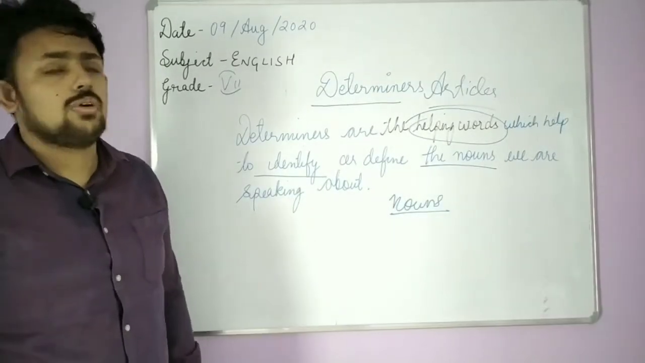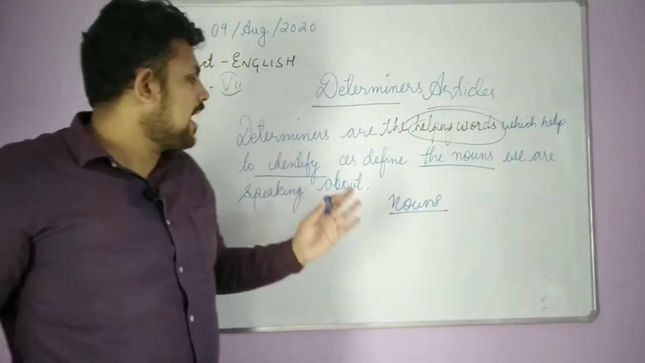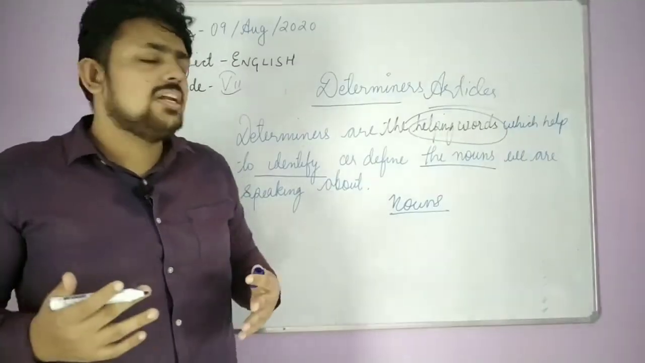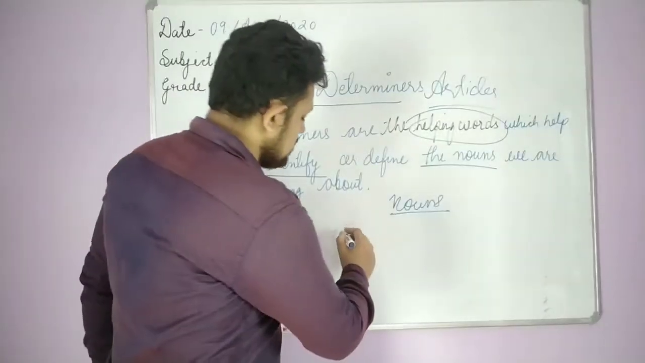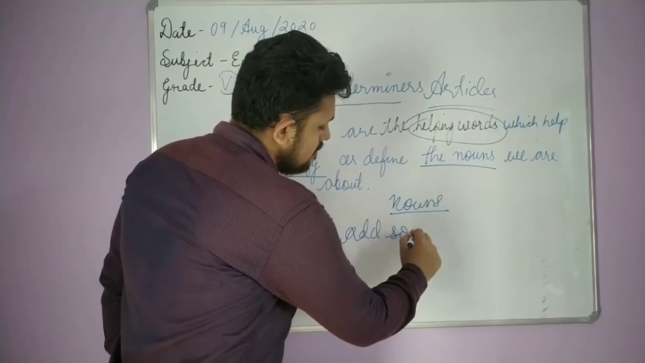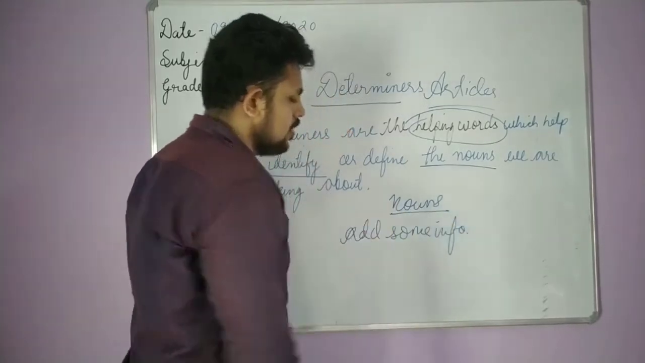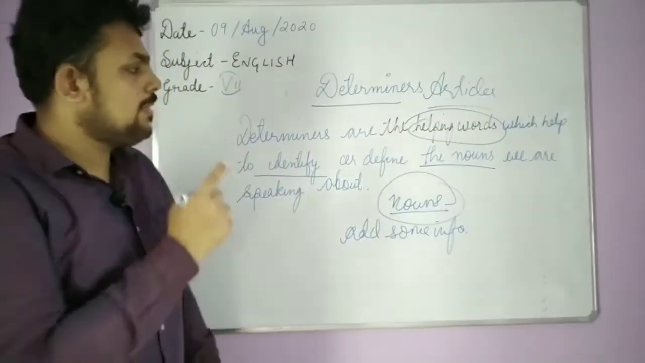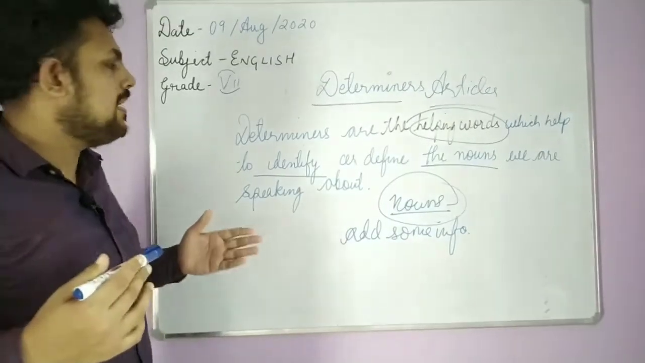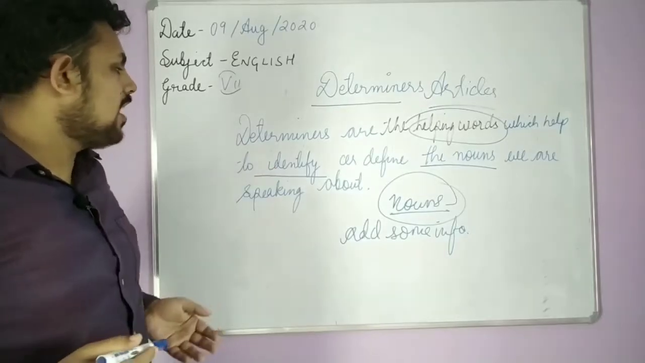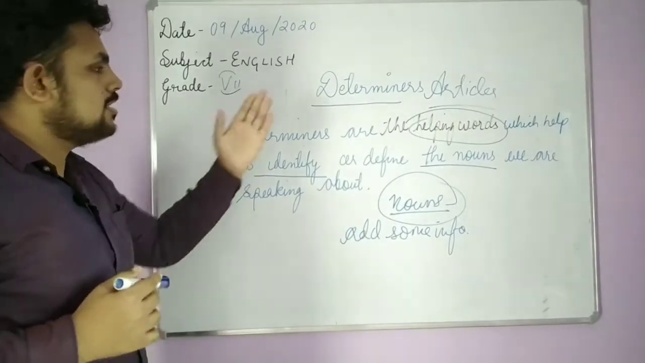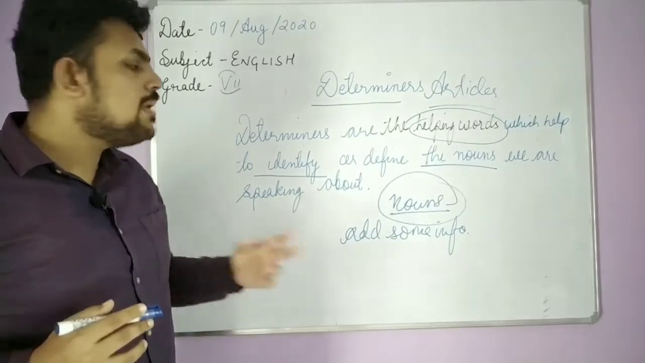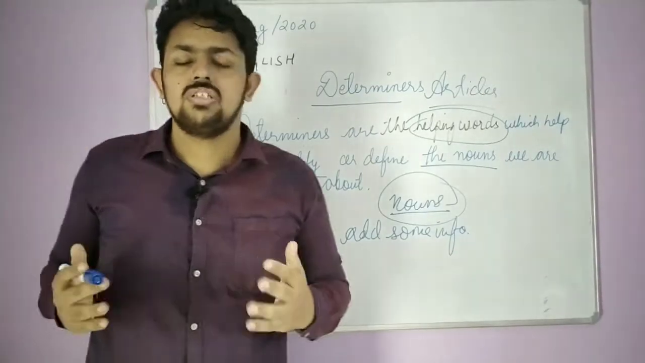Determiners have the job to identify or define the nouns by coming before them and changing their meaning. Their basic work is to add some information. Determiners add some information to nouns by coming before them, and they change the meaning of the nouns we are speaking about in a sentence. So determiners are the helping words. They help by defining and identifying the nouns better. This is the work of determiners.